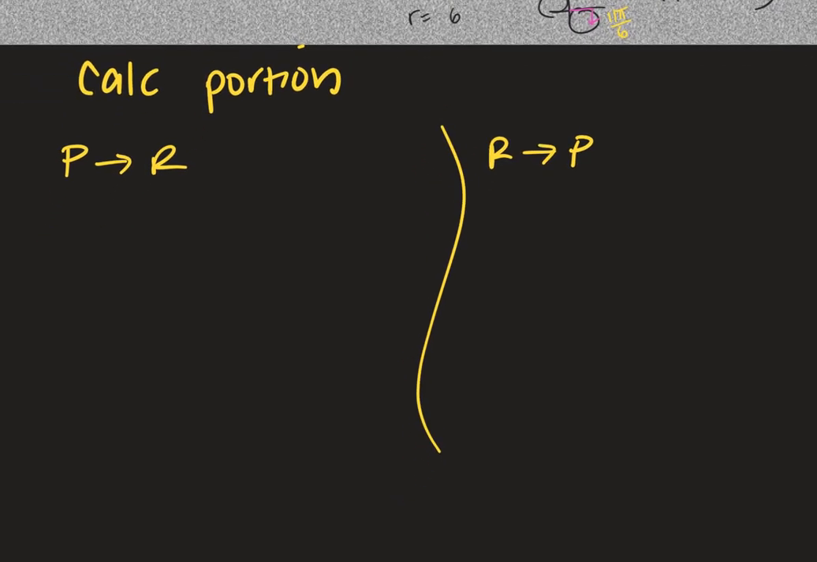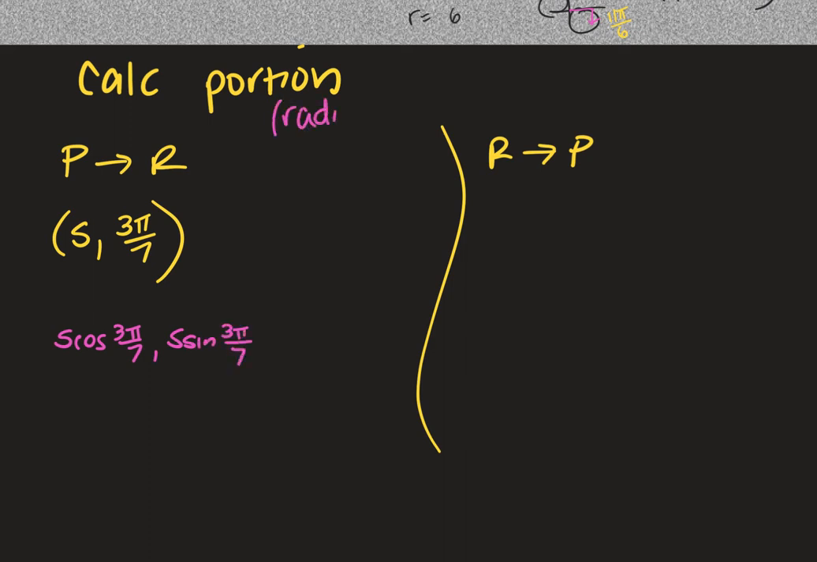So let's say it's polar to rectangular. It might say something like 5 and then 3 pi over 7, and I want to get that into rectangular format. Two ways to do it. One can be done with any scientific calculator, and that is to do 5 cosine 3 pi over 7, and then 5 sine 3 pi over 7, making sure your calculator is in radians.